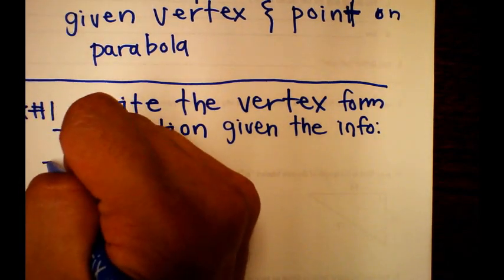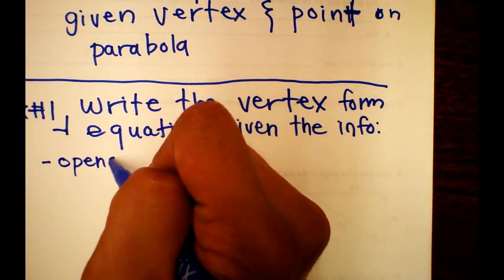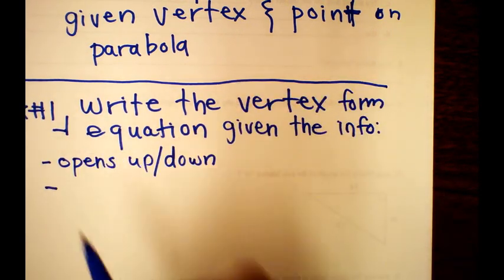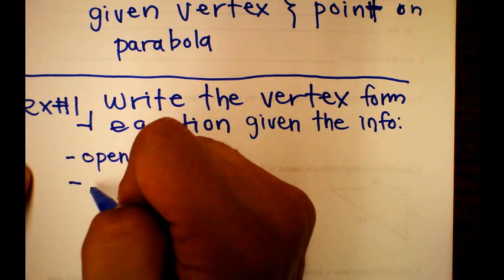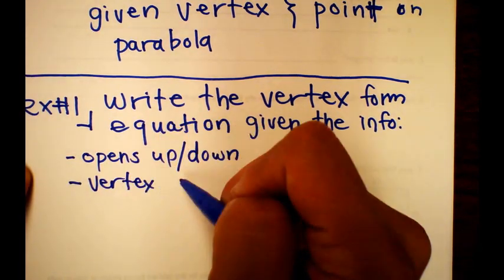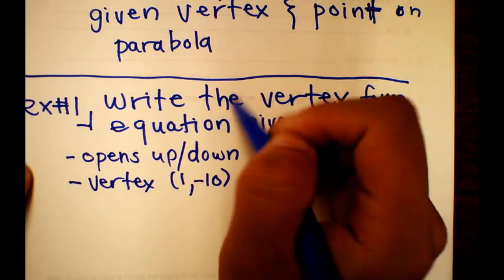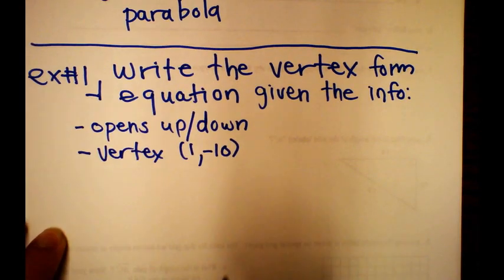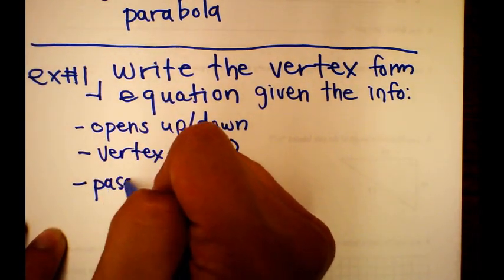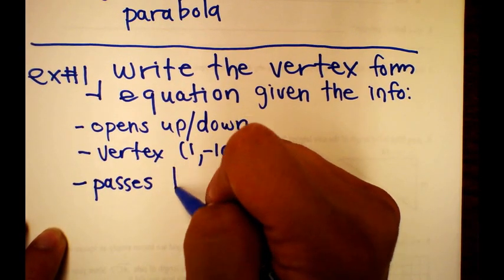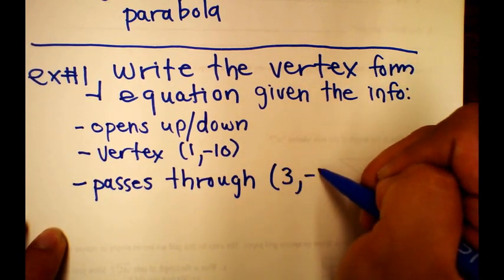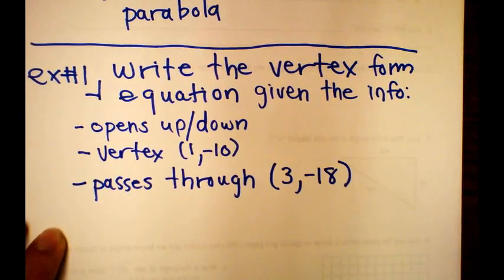Let's start with the minor one first. This parabola opens up or down. The vertex is (1, -10). And this parabola passes through the point (3, -18).